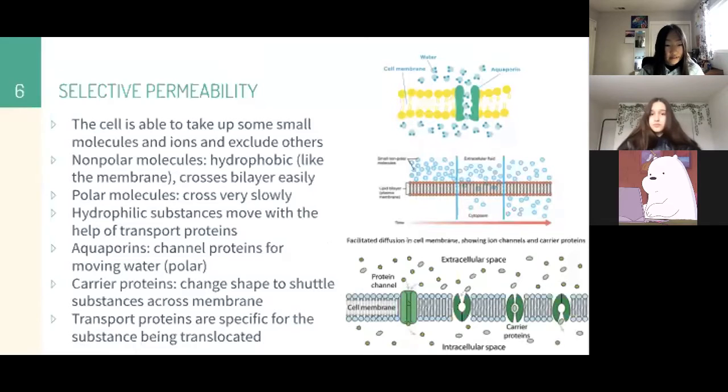And aquaporins are channel proteins for moving water because water is polar, and carrier proteins change shape to shuttle substances across the membrane, which we described earlier. And finally, transport proteins are specific for the substance being translocated. So transport proteins have a specific shape that allows them to transport only a certain type of substance.